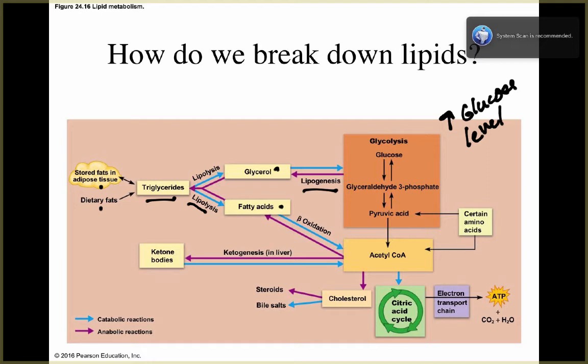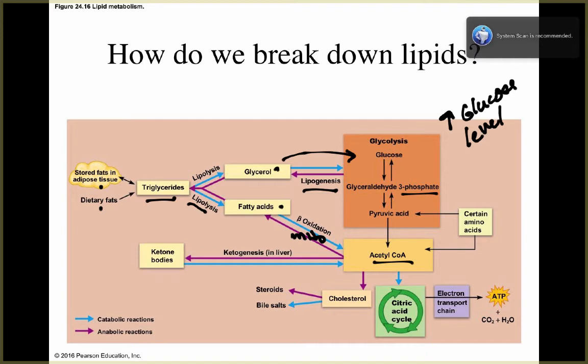Now, if we want to make energy, or if we need to, right, then glycerol can be fed into glyceraldehyde 3-phosphate, which I talked about earlier. Fatty acids get broken down to acetyl-CoA through beta oxidation. Now, beta oxidation happens in the mitochondria. And we talked about this a second ago. It's when your fatty acids are broken down into these 2 carbon acetic acid fragments.